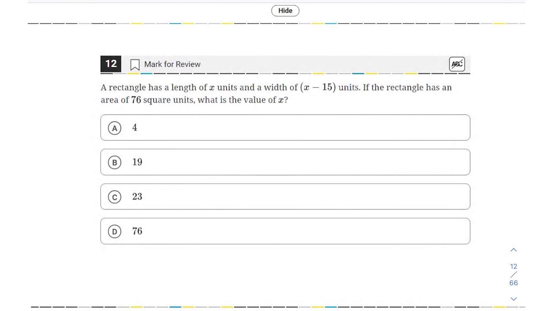And what we're going to do here is, since they give you a length and a width, then we just have to know how to find the area of a rectangle. And the area of a rectangle is length times width, which means that x times x minus 15 equals 76. Now there's two ways to approach it from here.